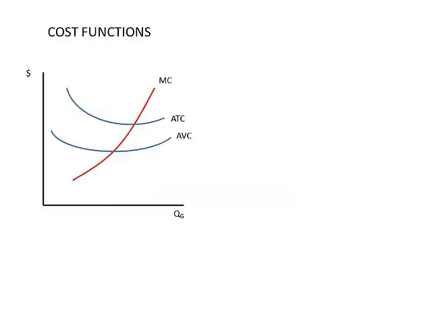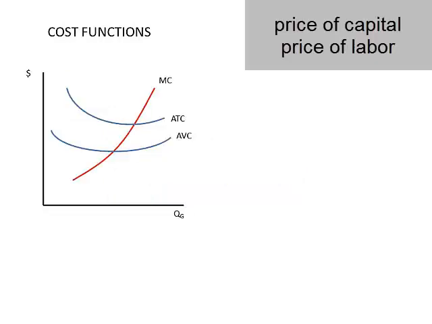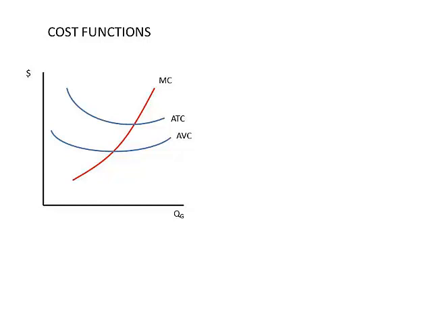Now, if we know the price of capital and the price of labor, we can use these concepts to trace out the marginal cost, the average variable cost, and the average total cost curves. They will look just like this for a firm that produces gadgets. These are the cost curves that determine firm behavior, and the goal of the firm is to maximize its profit.